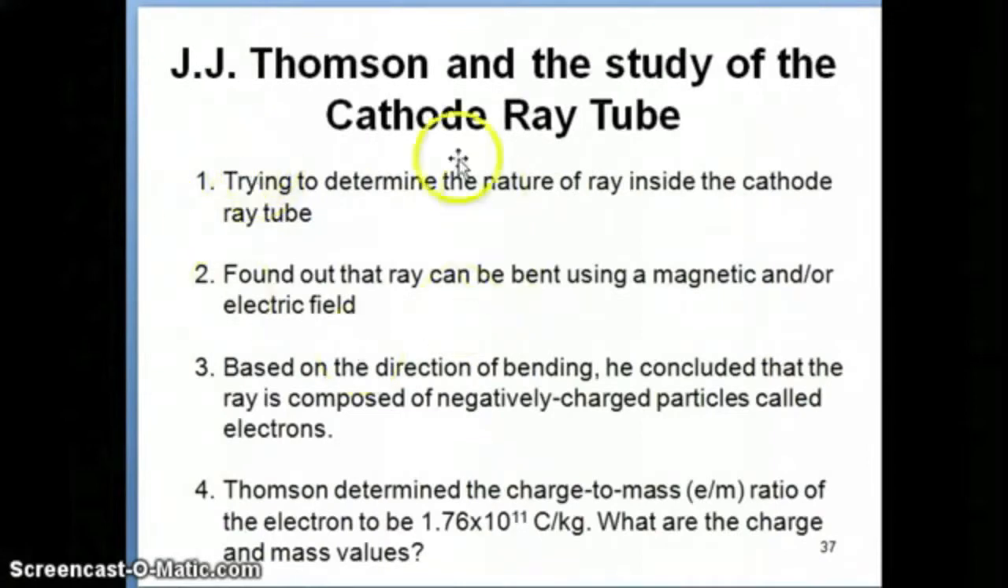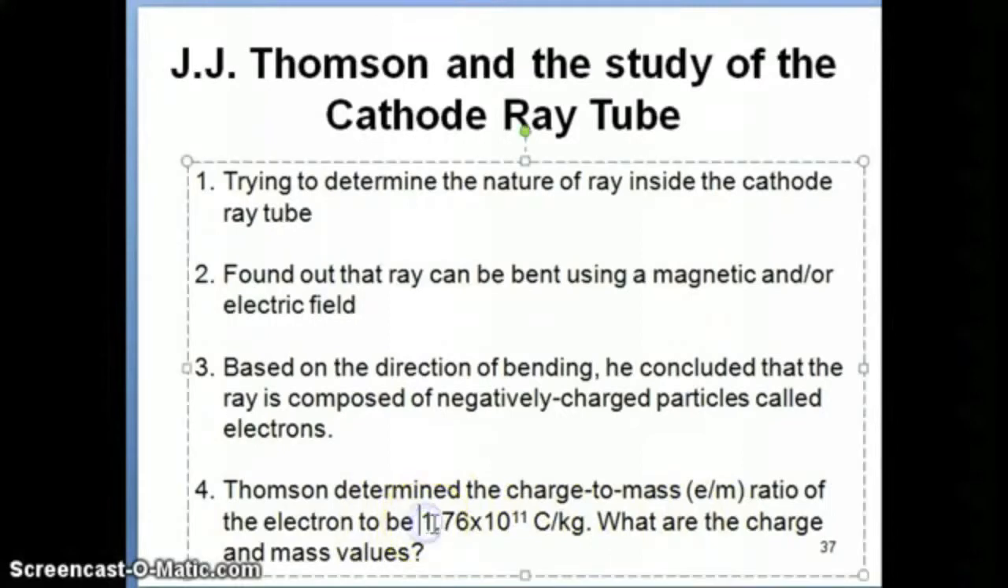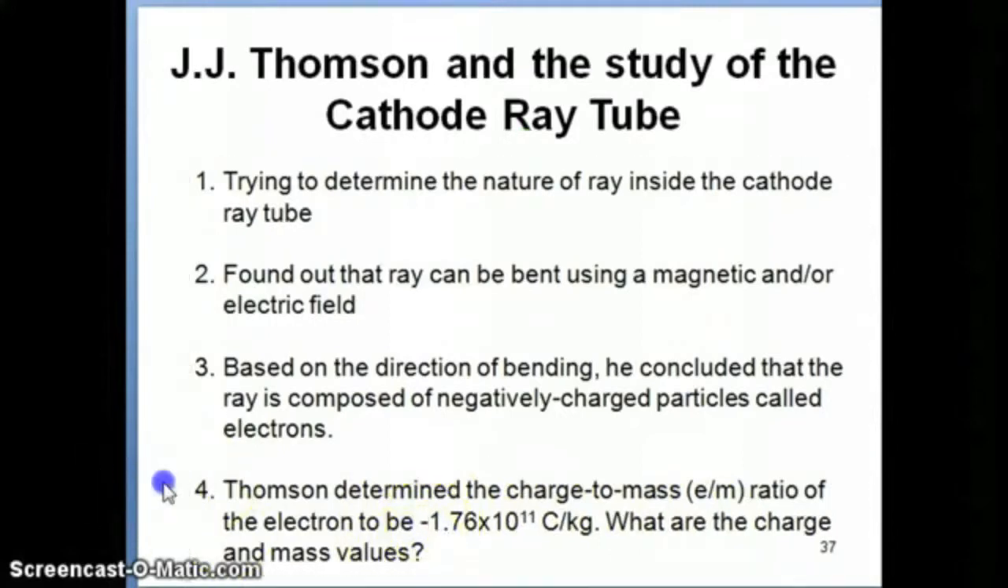So here's a brief summary of what Thomson did and what we talked about in the previous video. Basically, at the end of his experiment he discovered that the cathode ray is composed of negatively charged particles, which were later called electrons. Now, one thing I want to describe a little bit is that Thomson was able to determine something called the charge to mass ratio of the electron, which is given here. This should actually be a negative number: negative 1.76 times 10 to the 11th coulombs per kilogram.